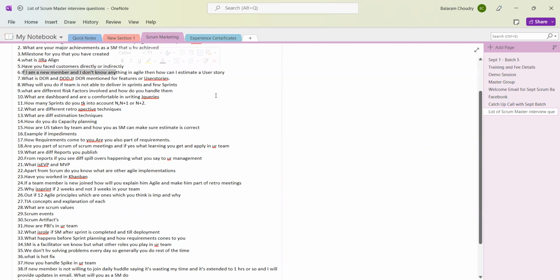If I'm a new member and don't know anything in agile, then how can I estimate a story? Firstly, there is no hard and fast rule to estimate a story in a perfect way. If somebody is a new member, he need not estimate anything as per his capability. First, he needs to understand how the estimation works.